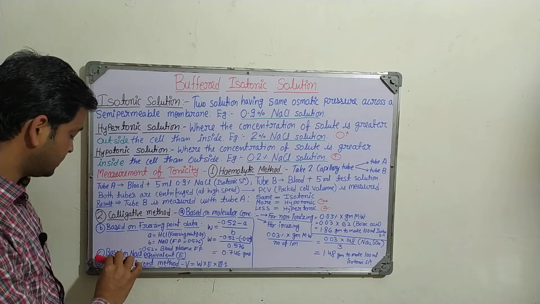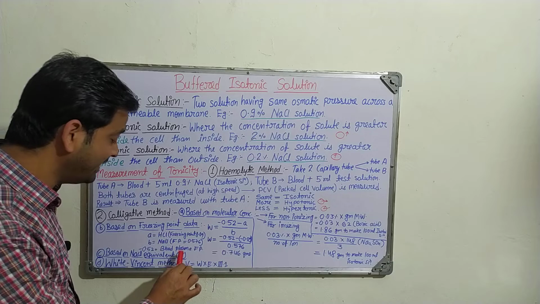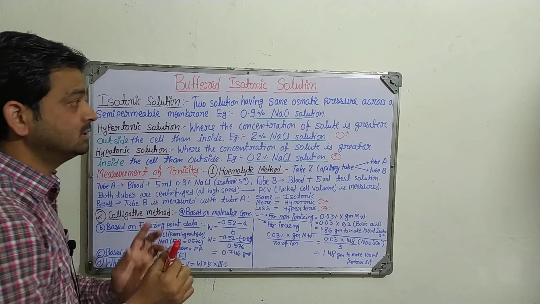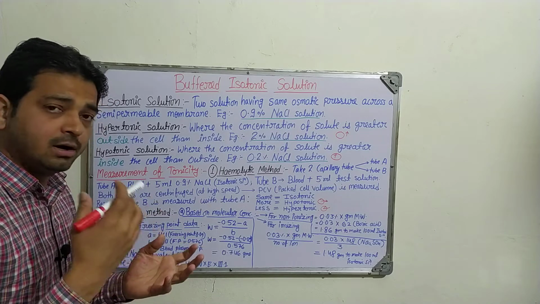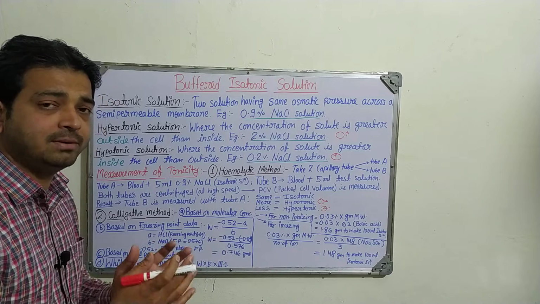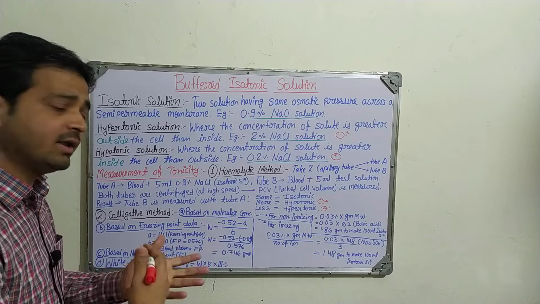Then coming to the third one, that is based on sodium chloride equivalent denoted by E, right? As we know, 0.9% sodium chloride is an isotonic solution. So whatever the solution or test drug or test solution, if it is equivalent to sodium chloride, we will be able to know whether it is isotonic or not. If it is not equivalent, again we can compare it.